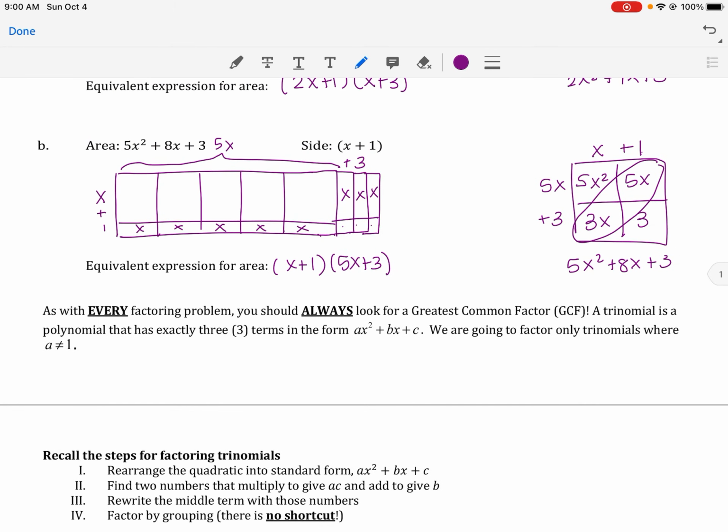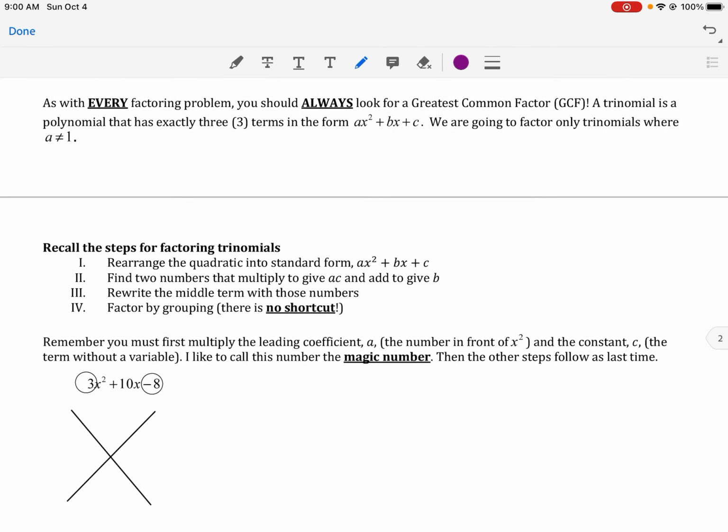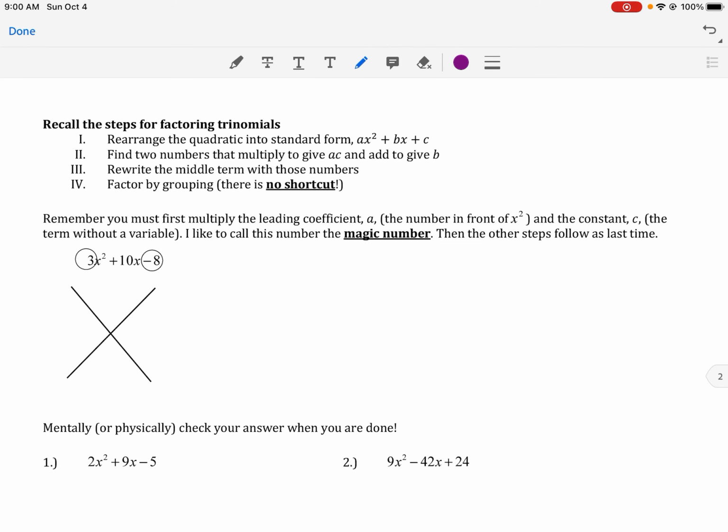Okay. So you can draw the area models like we did there. The nice thing is they kind of gave us the sides there, right? They gave us one of the sides. You're not always going to know that, but the same process that we did last time works. So rearrange it into standard form. We're going to find 2 numbers that multiply to AC, okay?